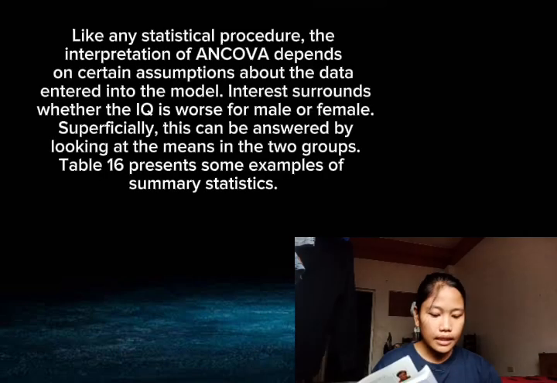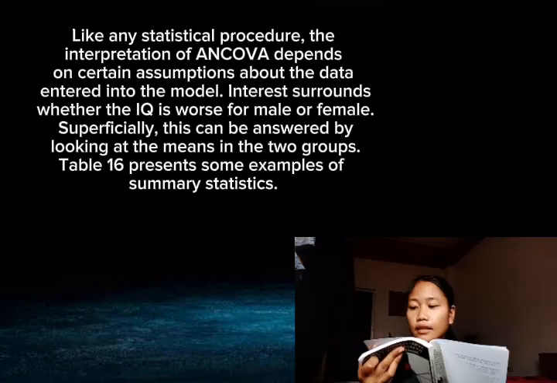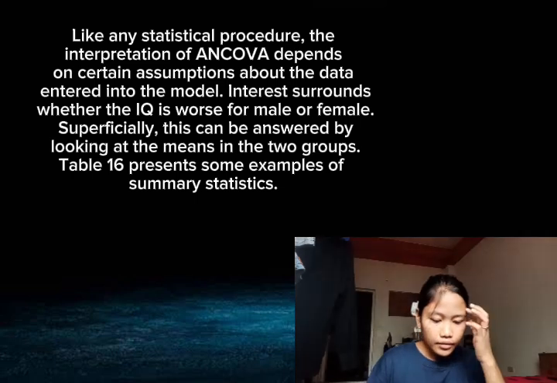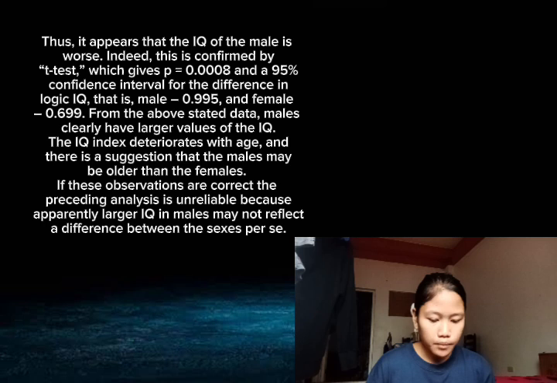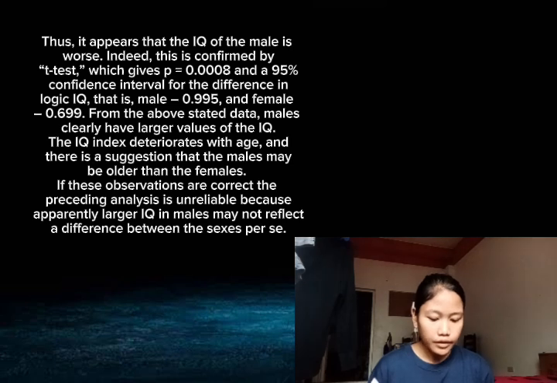In summary, statistical table 16 is provided on the next page. In table 16, the example summary, the information is sample size, IQ scores, male and female. This data is used to perform the ANCOVA analysis to determine if there is a significant difference in IQ between the two groups, male and female, even after accounting for the effects of each covariate.